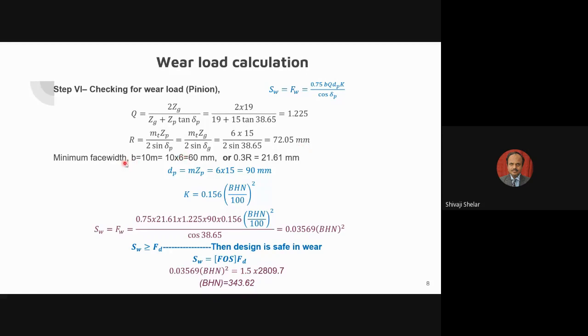Now minimum face width has to be the minimum of these two values, either 10 mm or 0.3 R. So here it is 60 mm, and here by 0.3 R, R is 72. So if you take 0.3 R, it is around 21.61.